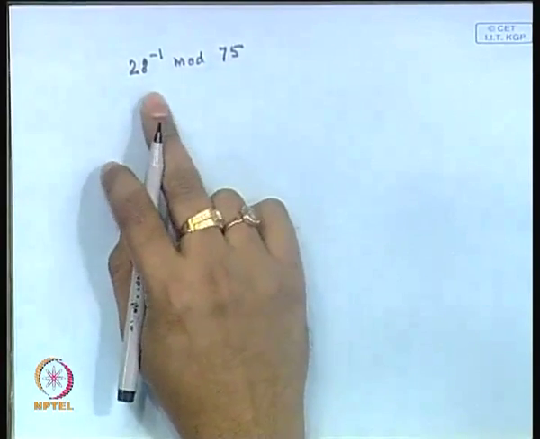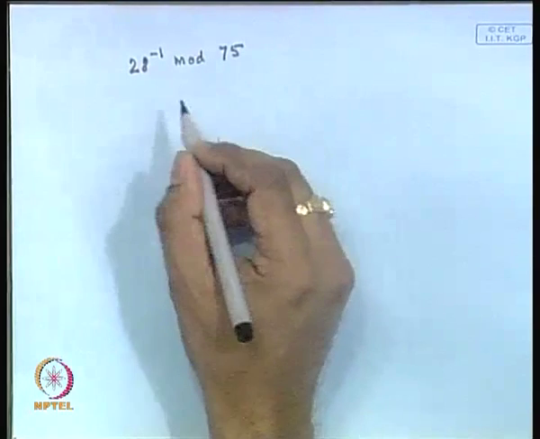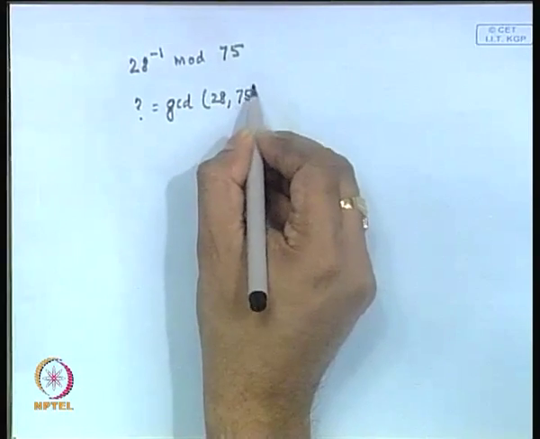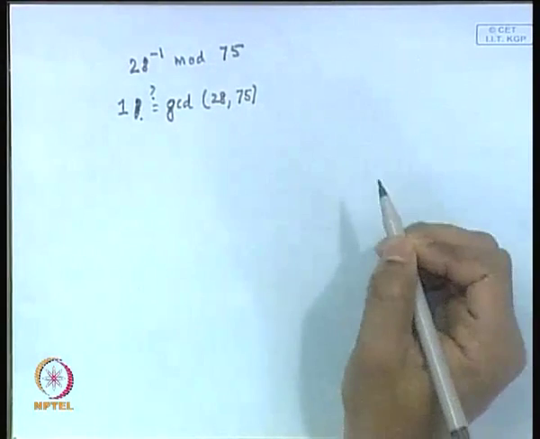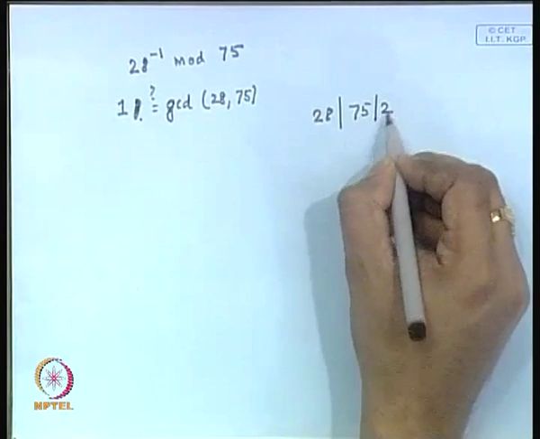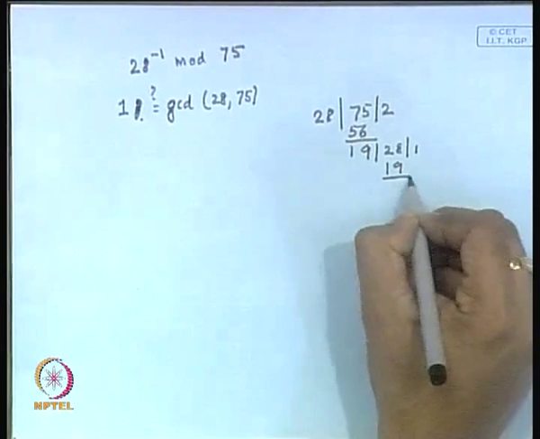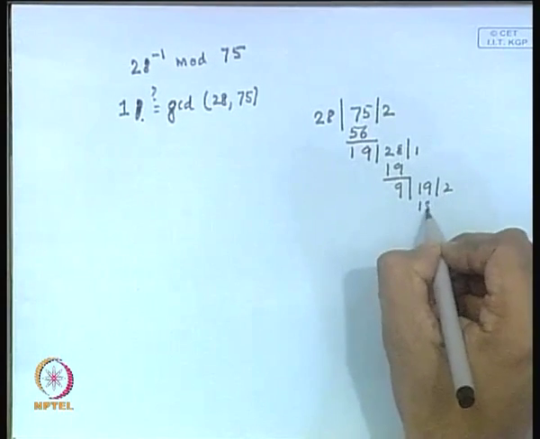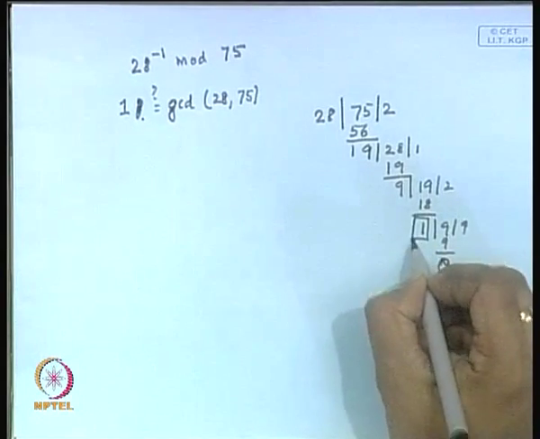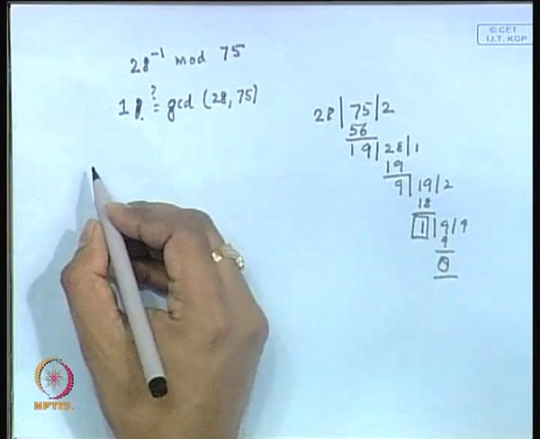First of all I should know whether 28 inverse really exists or not. So, I will find out the GCD of 28 and 75. Ideally this should be 1, and I have to check this. If I divide 75 by 28, I get 56, and the remainder is 19. Then 19, 2, 18, and I get here 1, divide, I get here 0. So, 1 is my corresponding GCD. So, the multiplicative inverse really exists. Now you can start expressing these things in this fashion.